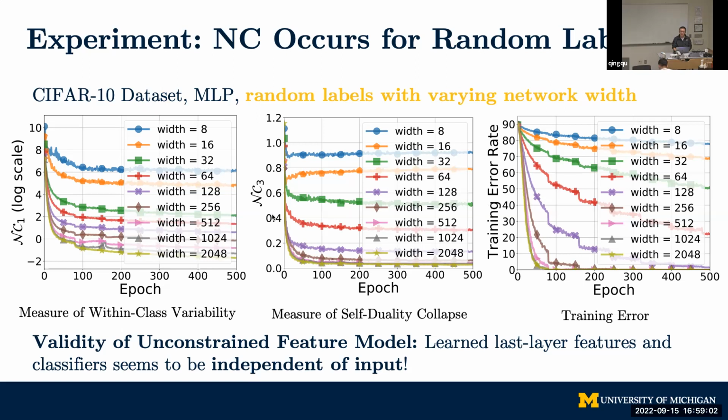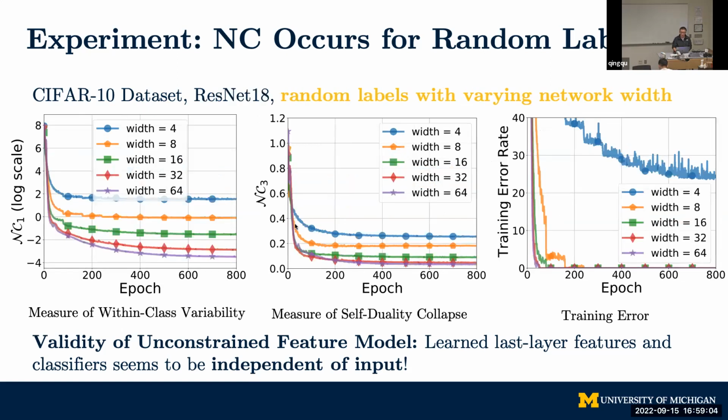So this suggests that when your network is over-parameterized enough, the output is kind of just trying to fit the random labels, so it's independent of your input. This suggests that for over-parameterized networks, the unconstrained feature model is a valid assumption for studying such a problem.